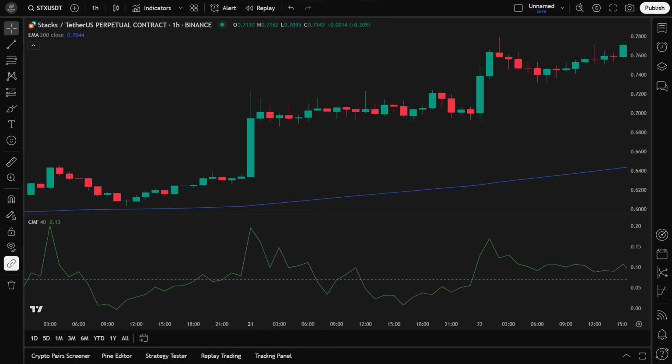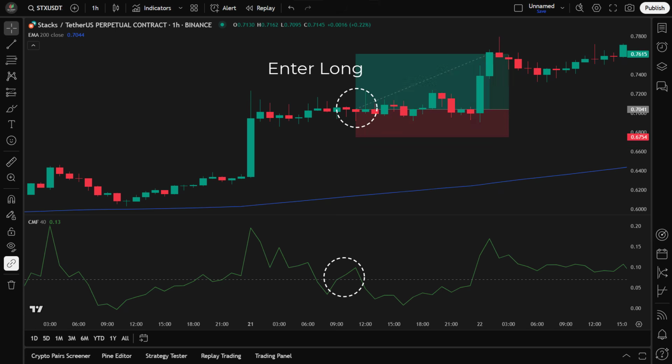Then we can see here another clear signal. The CMF crosses above 0.07, and the price is still above the 200 EMA. That checks all our entry conditions, so we go ahead and enter a long trade right here. We set our stop loss just below the signal candle using the ATR method, and we place our take profit at 2 times the risk, following our 2-to-1 risk-reward rule.